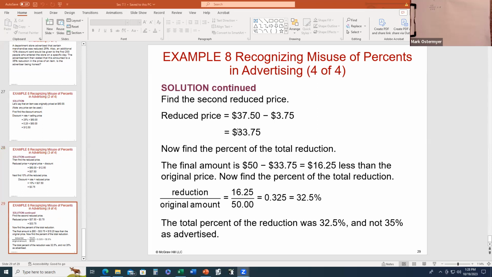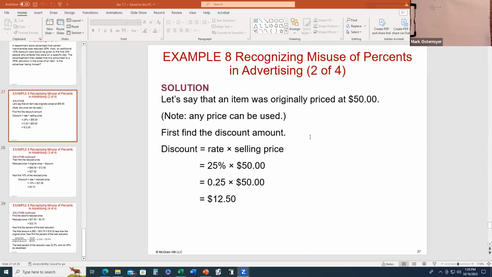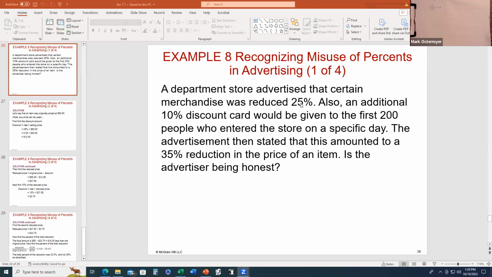So now we got our price down by $3.75 more, which takes it down to $33.75. All right, remember we started with a $50 item. We got it all the way down to $33.75 after they took 25% off and also gave us an extra 10% off.